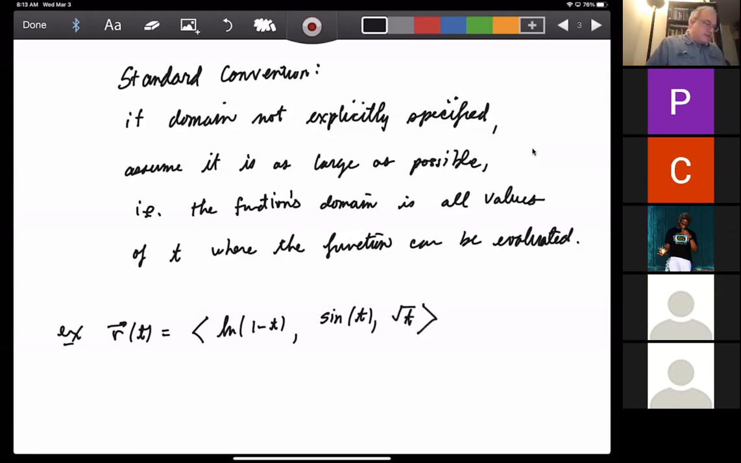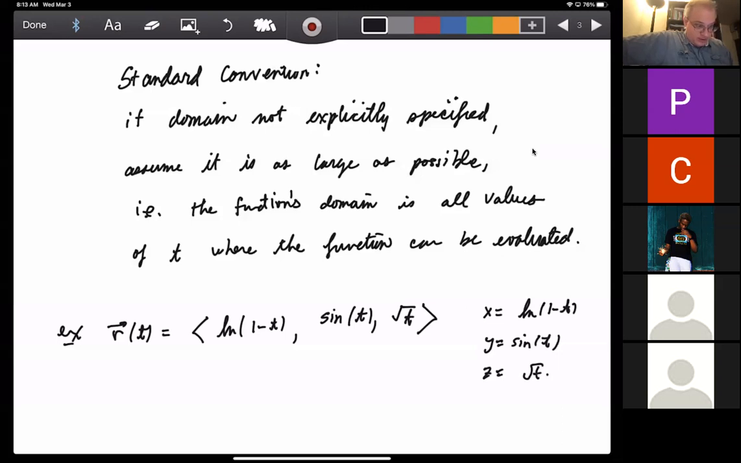So let's say we specify our function like this. This means that x is going to be natural log of 1 minus t, y is going to be sine of t, and z is going to be square root of t. And you could explicitly specify a domain for our function here. Let's say nothing is specified explicitly. What should you understand the domain to be?